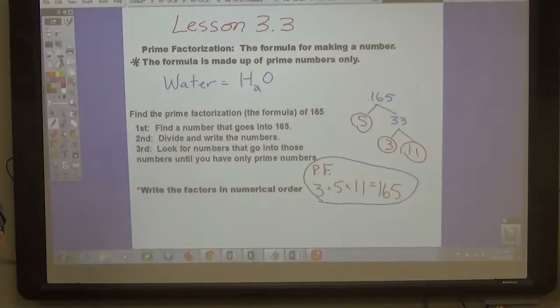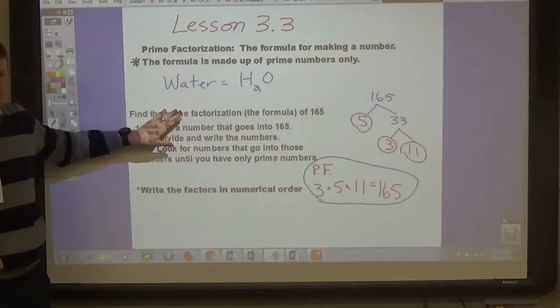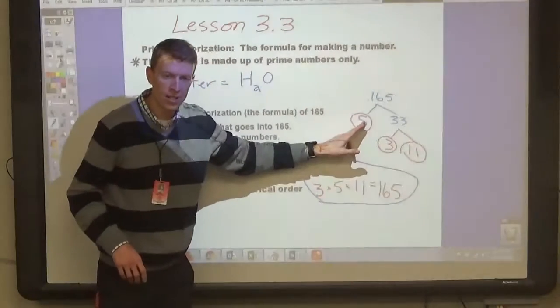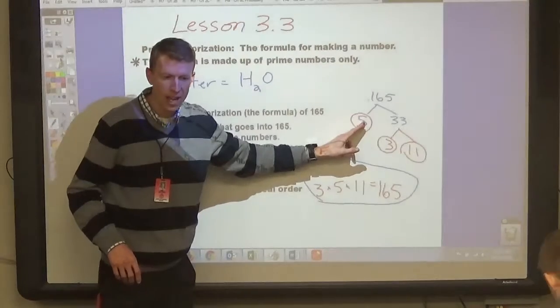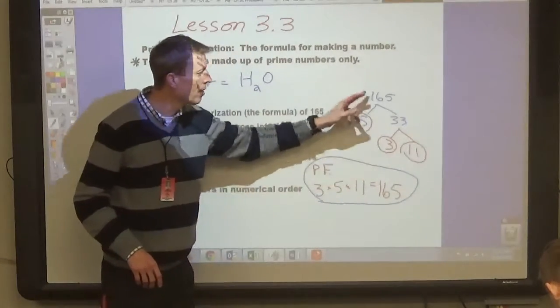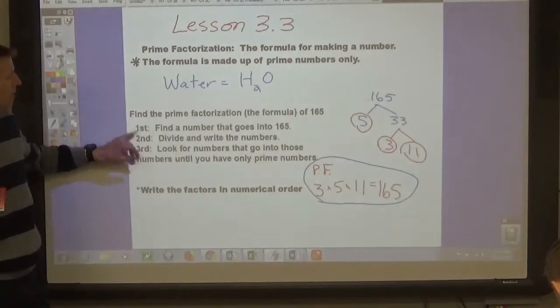And so what we're going to be doing is writing the formula. First we have to find the formula. We have to find the prime numbers that go into the number. And then once we have all the prime numbers and how many, then we can write a formula for a number. So I'll give you an example here.